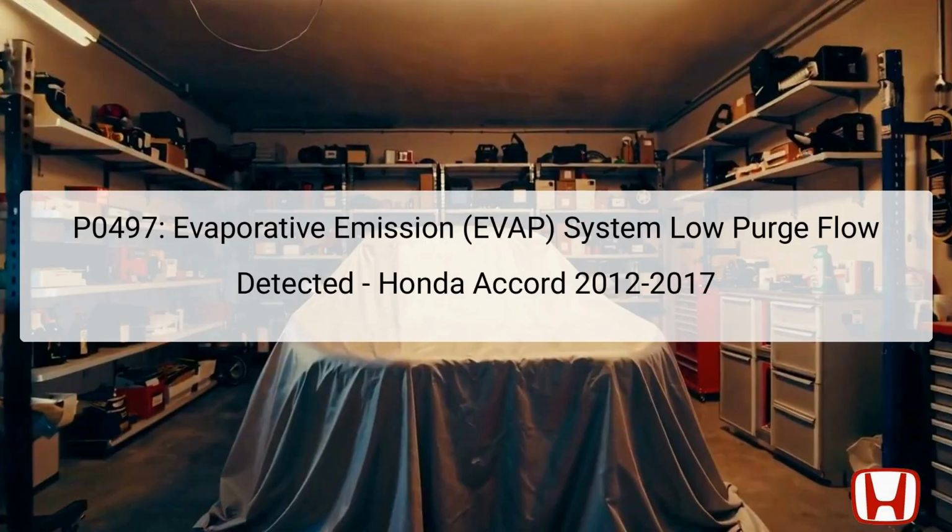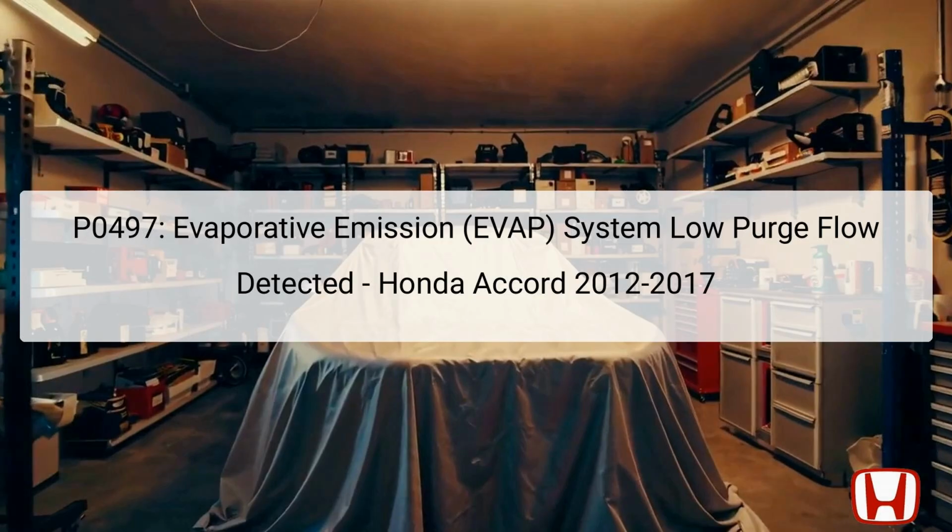The Diagnostic Trouble Code, DTC P0497, indicates an issue with the Evaporative Emission, EVAP, system, specifically signaling a low purge flow. The EVAP system is crucial for controlling fuel vapor emissions from the fuel tank to the atmosphere, ensuring environmental compliance.